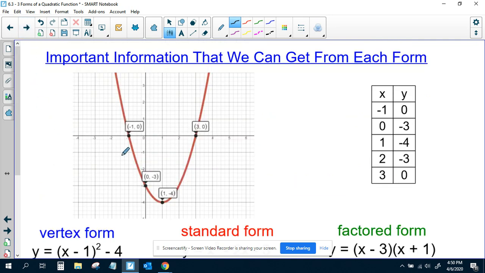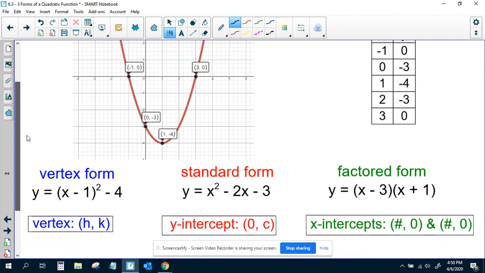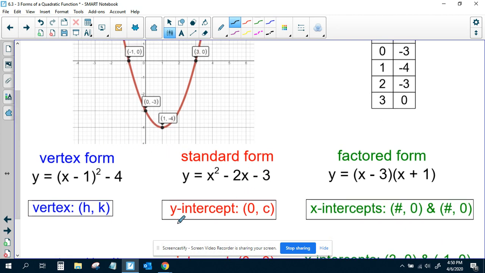Now there's some important information that we can get from each of the three forms for quadratic. I have the very same parabola again and table. And we have the vertex form, standard form, and factored form. Well, obviously from vertex form, it's given away by its name, we can determine what the vertex is. And we've seen that in the past. We saw that this is our h value, and this is our k value.